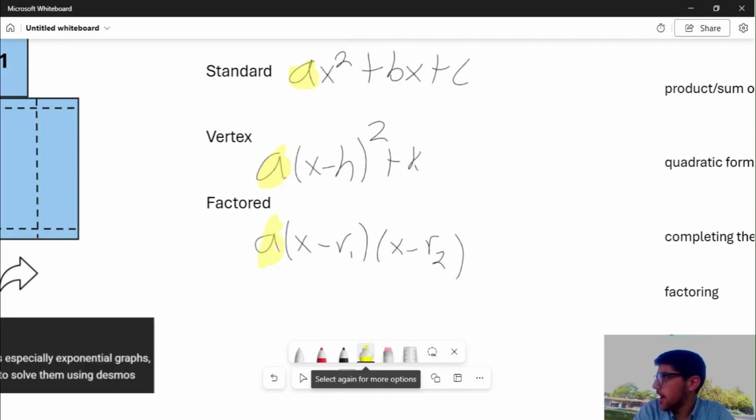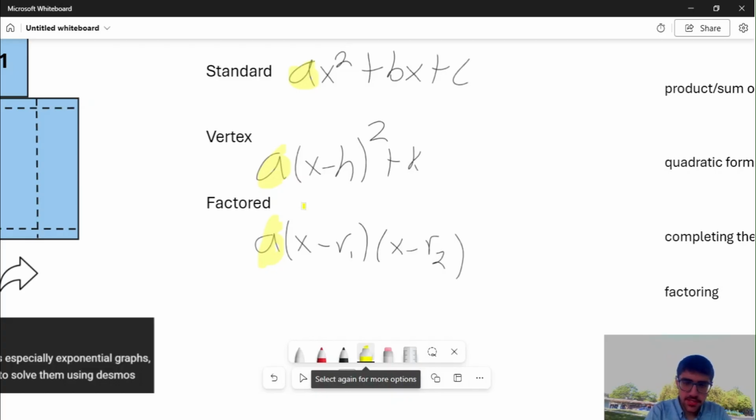I'm sorry if the audio isn't good because they're doing some work. But yeah, the closer the a value is to 0, the wider the graph is. So 1/4 is wider than 1/2, which is wider than 1, which is wider than 5.